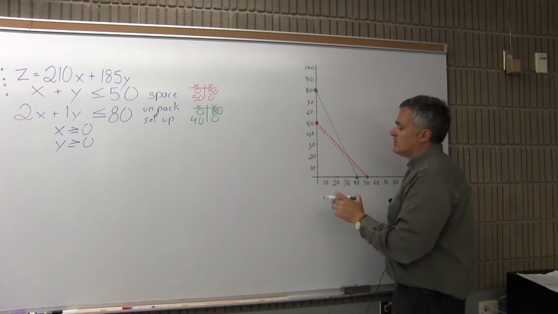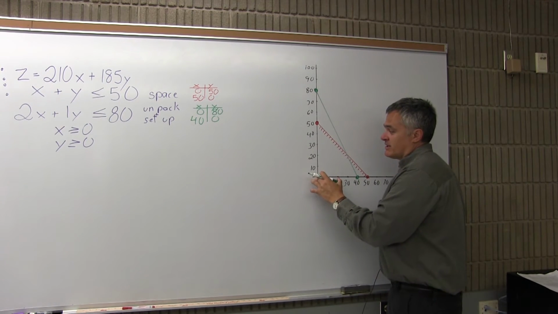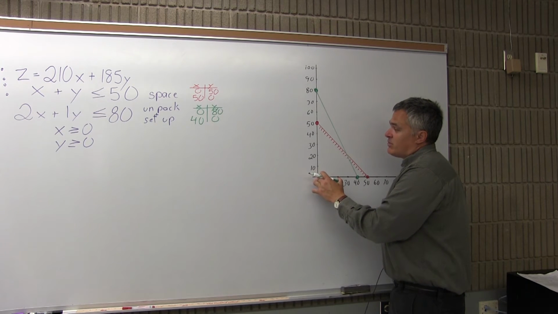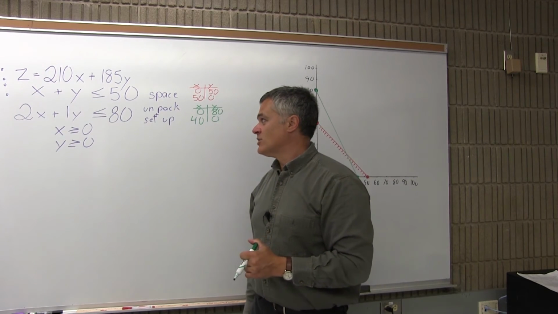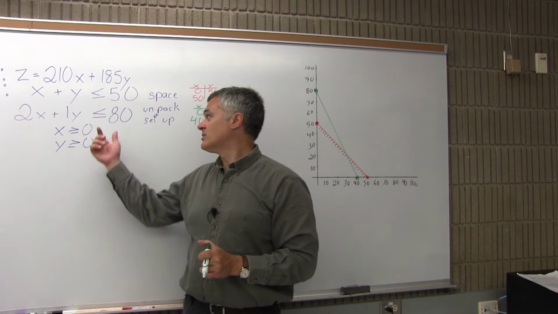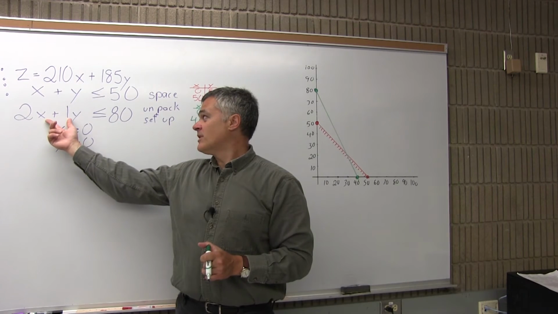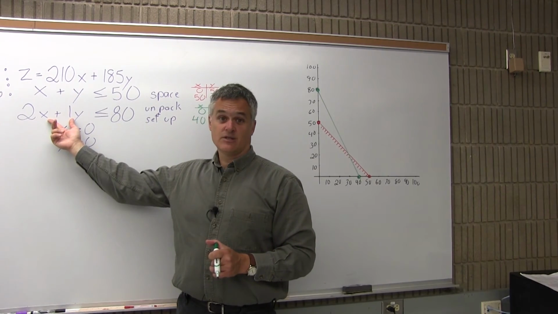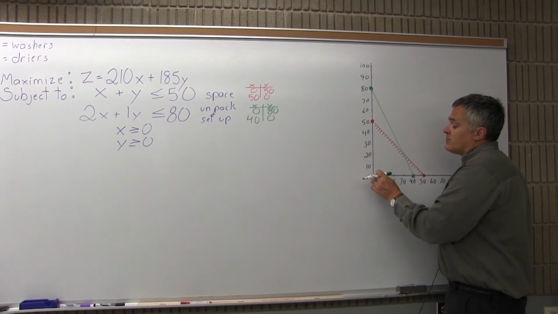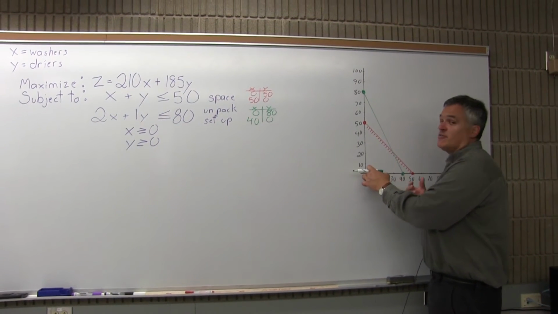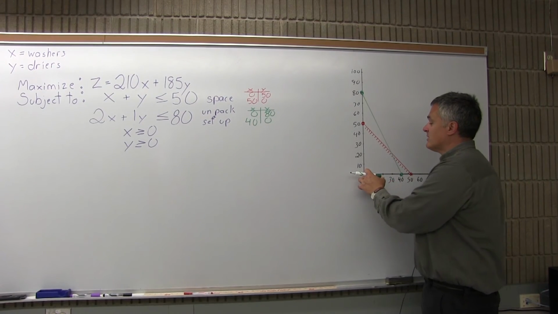Same process. I'm going to use the test point that I like, 0, 0, which I get to use because it's not on my line that I'm graphing. And I'm going to plug in the x and y coordinate of my test point into the constraint that I'm graphing, so the 2x plus 1y is less than or equal to 80. When I put in 0 for x and 0 for y, I get 0 is less than or equal to 80, which is true. So, like before, the test point came from the underneath side of my line, gave me a true result when I put it into the constraint.